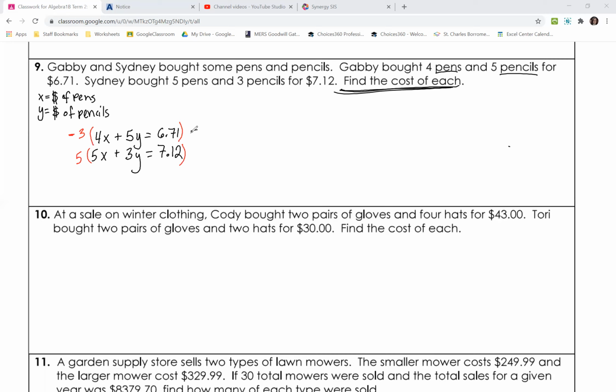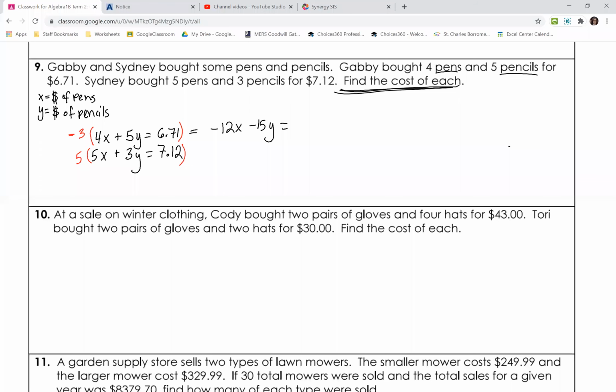Okay. So negative 3 times 4 is negative 12y minus 50. Oh, see, there's that mistake again. Always happening on that step. Negative 15y equals, let's see, 3 times $6.71. Okay, and that's going to give me $20.13. Get those calculators out, guys, because you don't need to spend all day multiplying decimals.